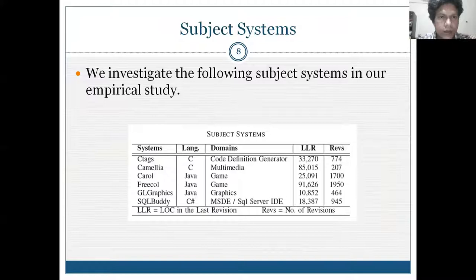In our study, we have investigated six subject systems. Two of them have been written in C, three of them have been written in Java, and one subject system has been written in C sharp.